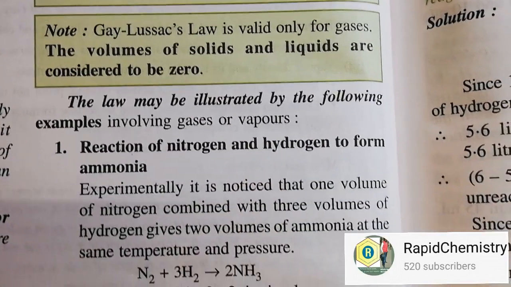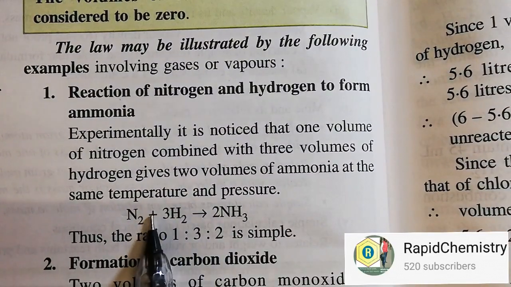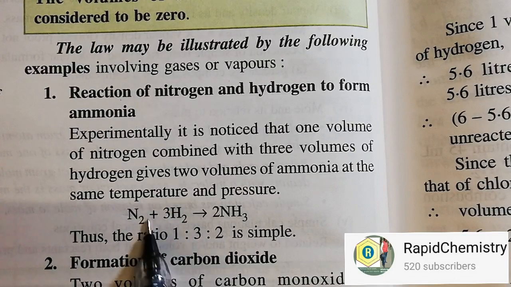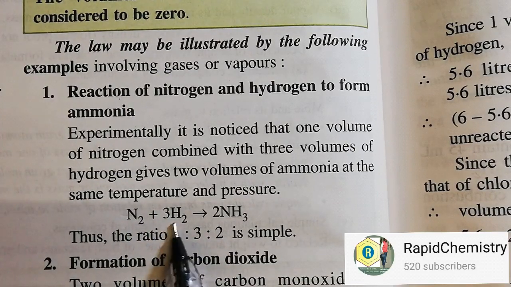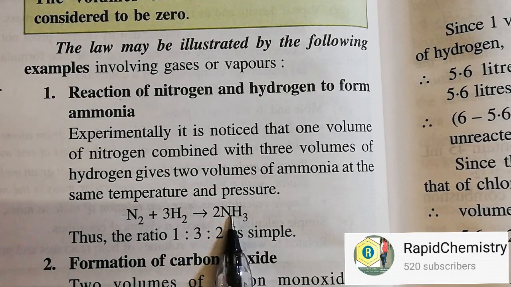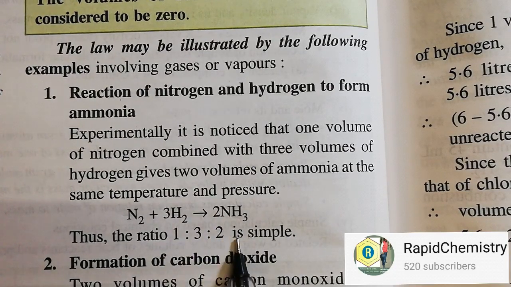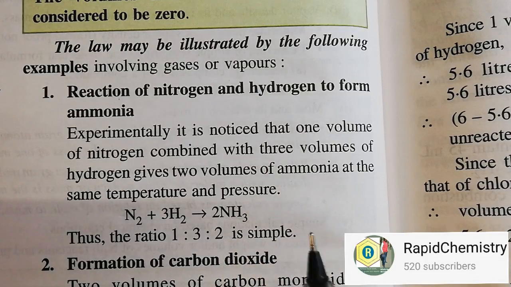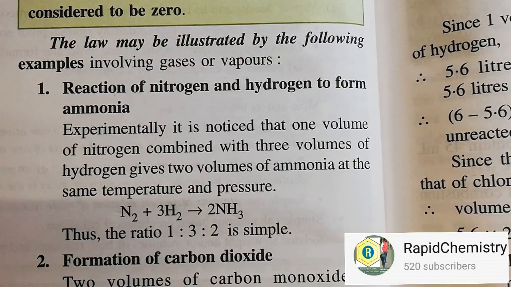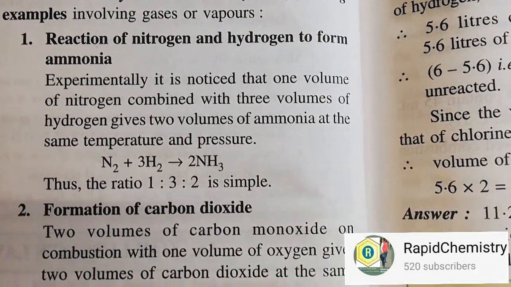So the ratio, that means the gases react, nitrogen and hydrogen reacting, and their ratio is a small whole number. And if the product is also gaseous, its volume also maintains a simple ratio with that one. So from Gay-Lussac's law, now we'll try to explore some numericals as given here.